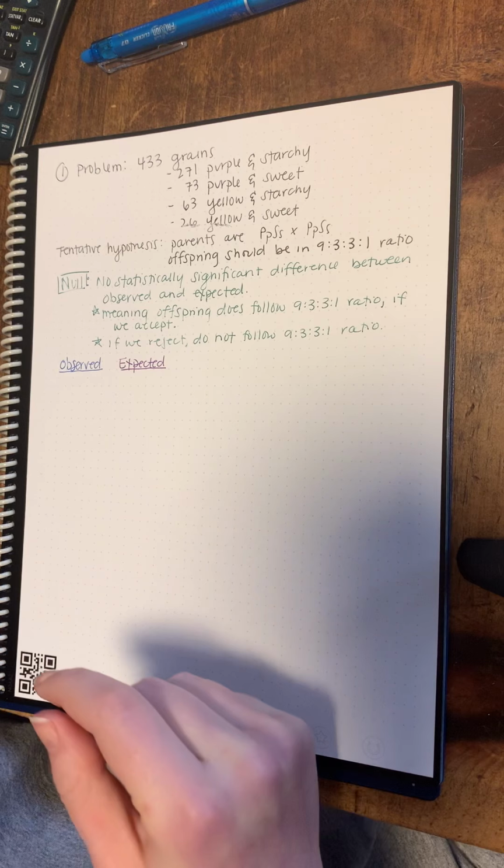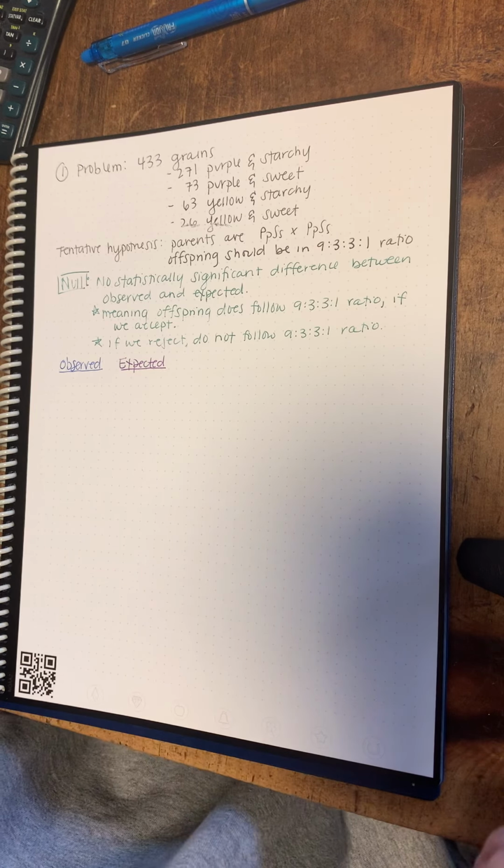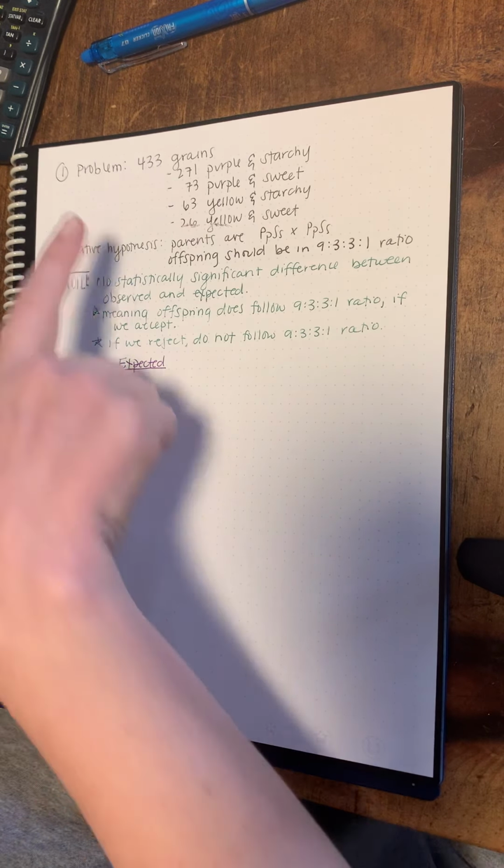Hey guys, I'm going to walk you through the first problem on the chi-square practice problem sheet. If you're having some problems trying to word this or figure out what numbers go where, I'm going to show you. So here's the problem.